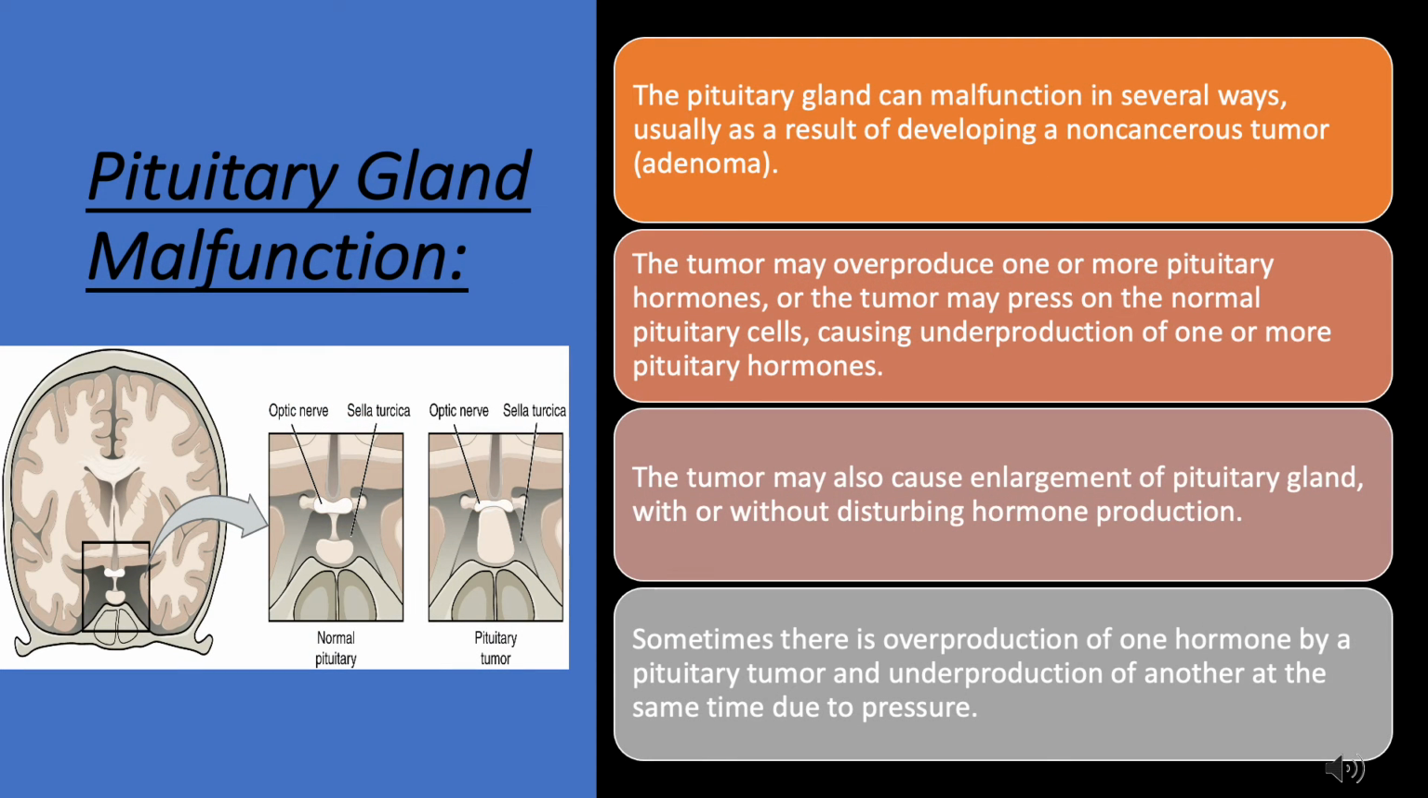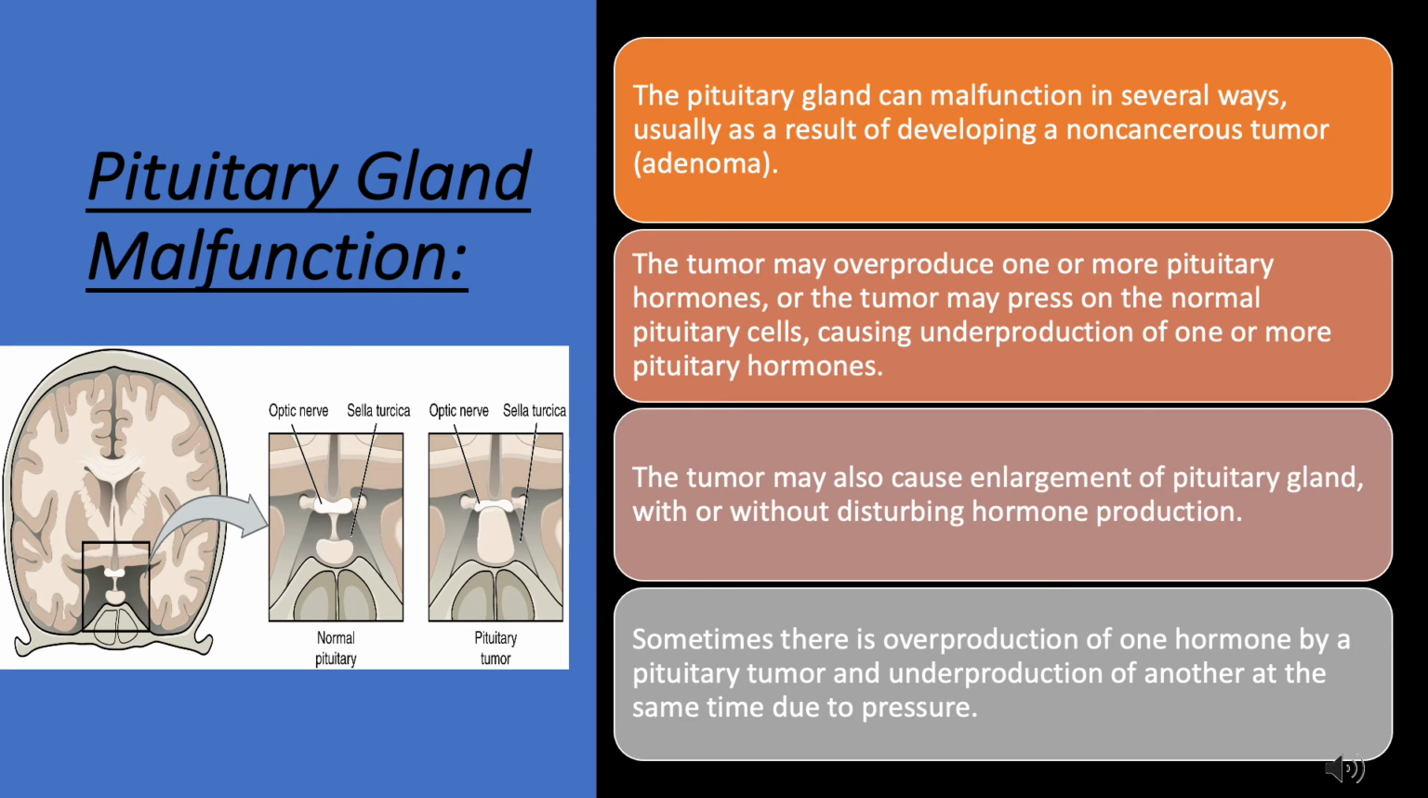The pituitary gland can malfunction in several ways, usually as a result of developing a non-cancerous tumor, adenoma. The tumor may overproduce one or more pituitary hormones, or the tumor may press on the normal pituitary cells, causing underproduction of one or more pituitary hormones.